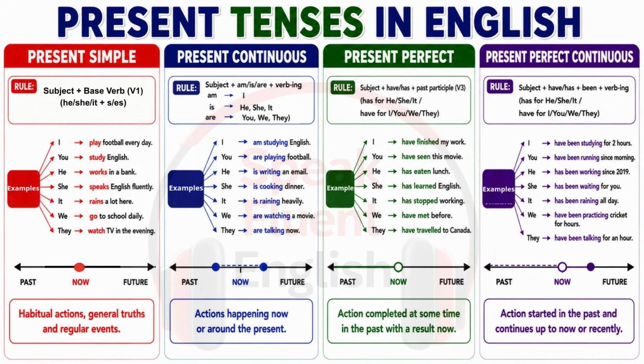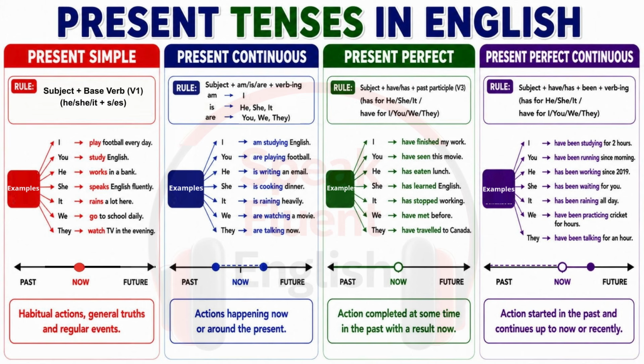Today, I'm going to explain all English tenses in a simple and clear way. We will start with the present tenses in English. These tenses are very important because we use them every day in speaking, writing, reading, and understanding English. In this lesson, we will learn the 4 present tenses: present simple, present continuous, present perfect, and present perfect continuous.